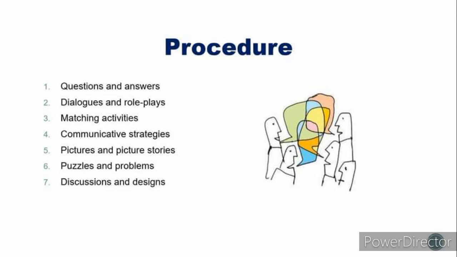Procedure. For developing oral communication skills, Littlewood, in 1987, designs the activities as the following types. Number 1, questions and answers. Number 2, dialogues and role plays. Number 3, matching activities. Number 4, communicative strategies. Number 5, pictures and picture stories. Number 6, puzzles and problems. And number 7, discussions and decisions.